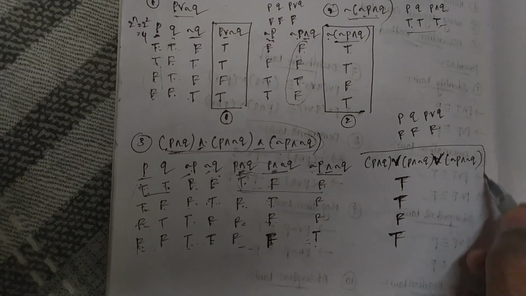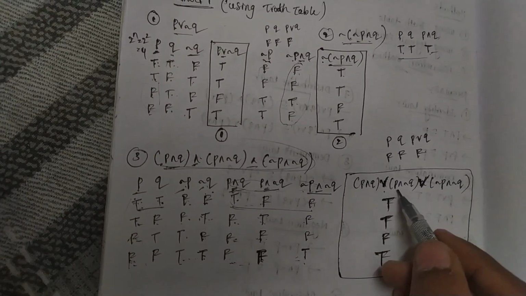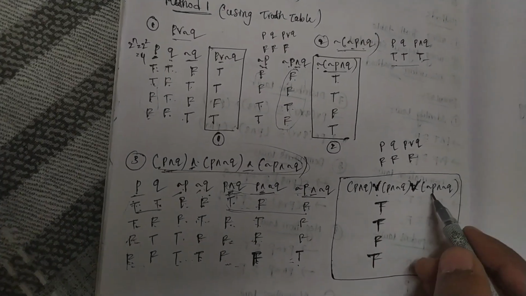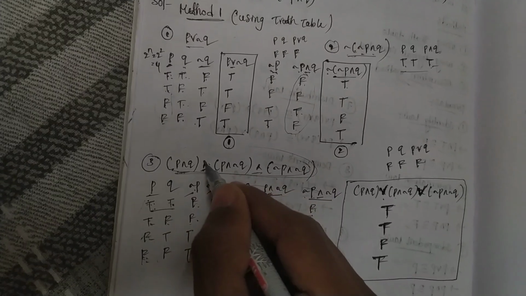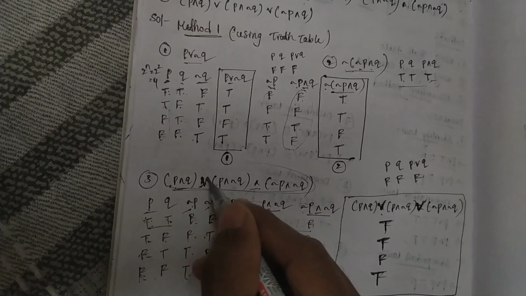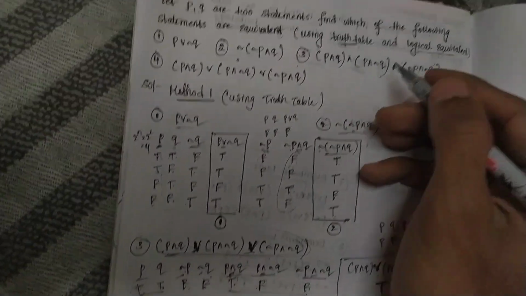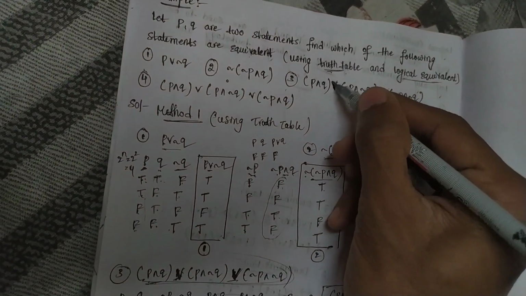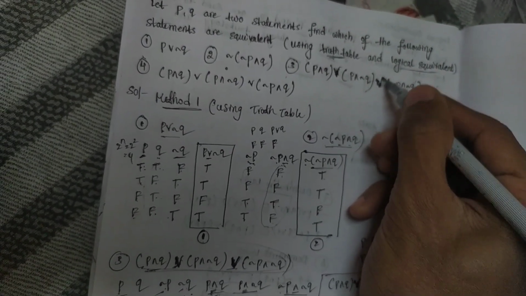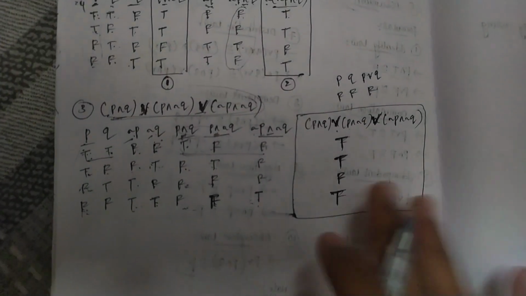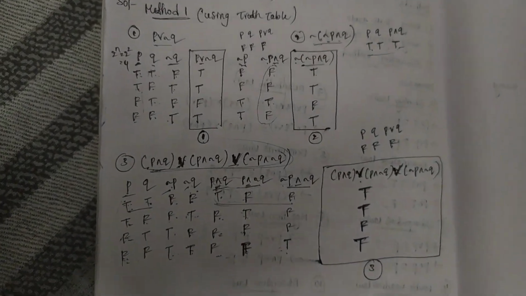So this is the truth table for p and q, or p and negation q, or negation p and negation q. Here, change the question, I wrote it wrong, here it is or, not and. Here also in the question, change it, here also we have to put or. So this is the truth table for the third one.